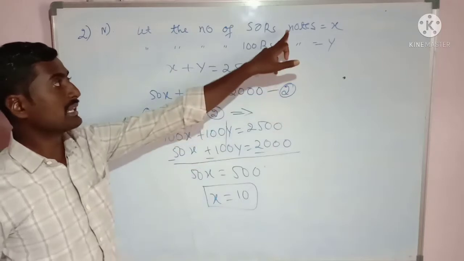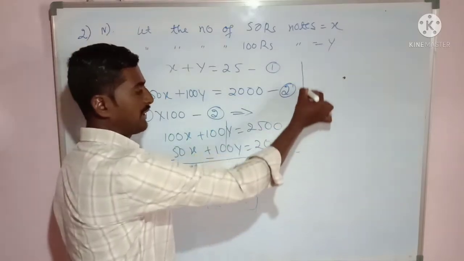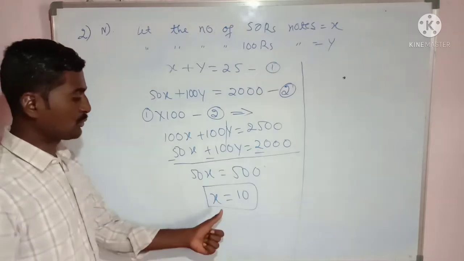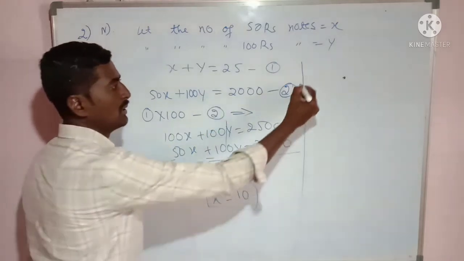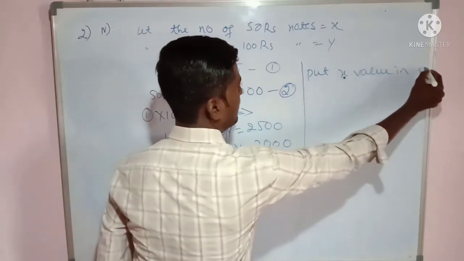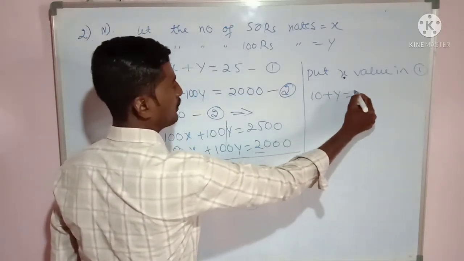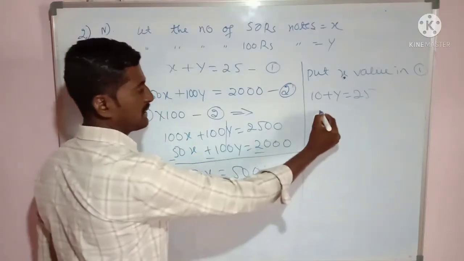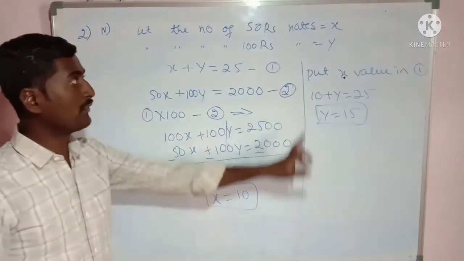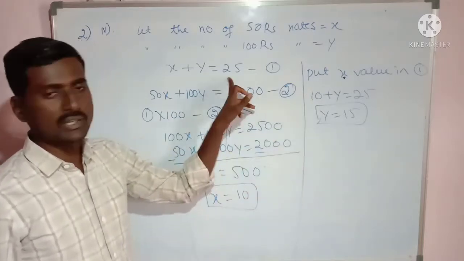x is the number of 50 rupee notes. 50 rupee notes are 10. Now I have to find the 100 rupee notes. How many are there? To find y, substitute this x value in equation number 1. Here the x value is 10, so 10 plus y is equal to 25. So y is equal to 25 minus 10, y equal to 15. Means the number of 100 rupee notes are 15. So the sum of these two is again 25 only.